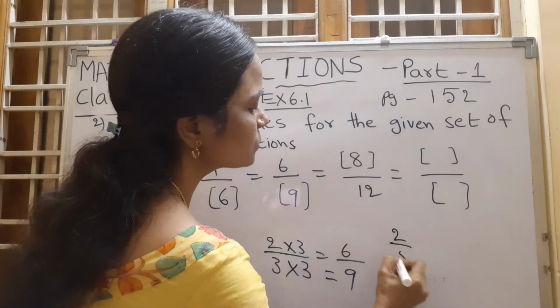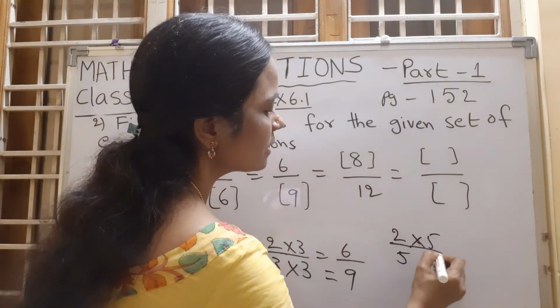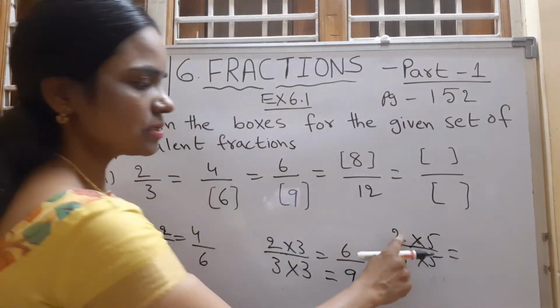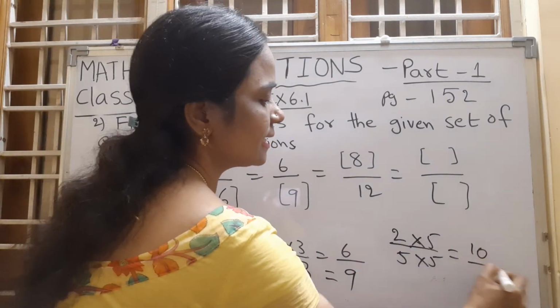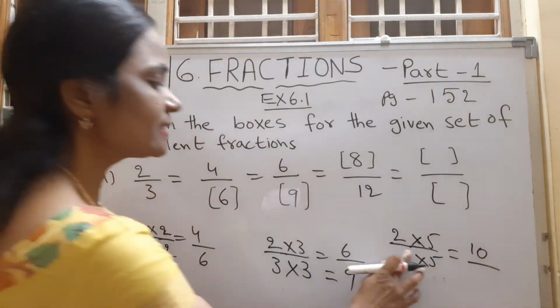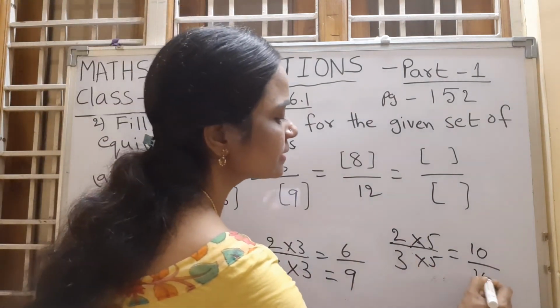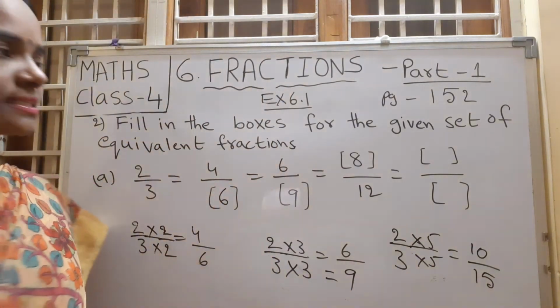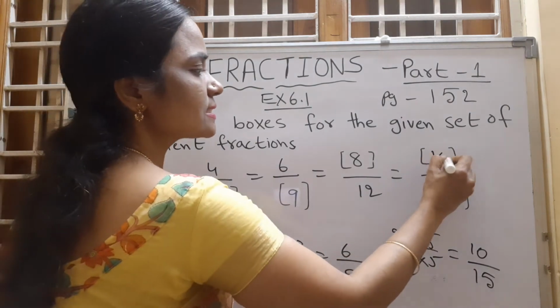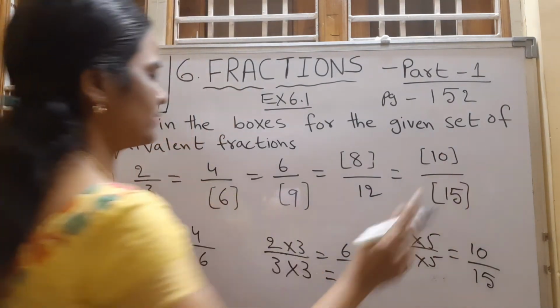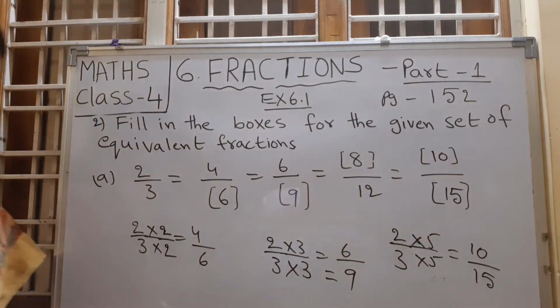So 2 by 5 should be multiplied by up and down 5. Now 2 5s are 10. Sorry, here 3. 3 5s are 15. So what is the next fraction here? Coming 8, next fraction is 10 by 15. Am I right, children? Yes.